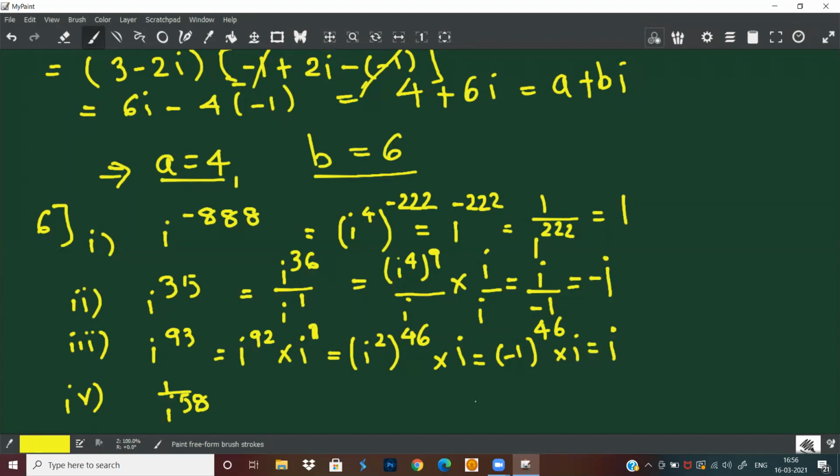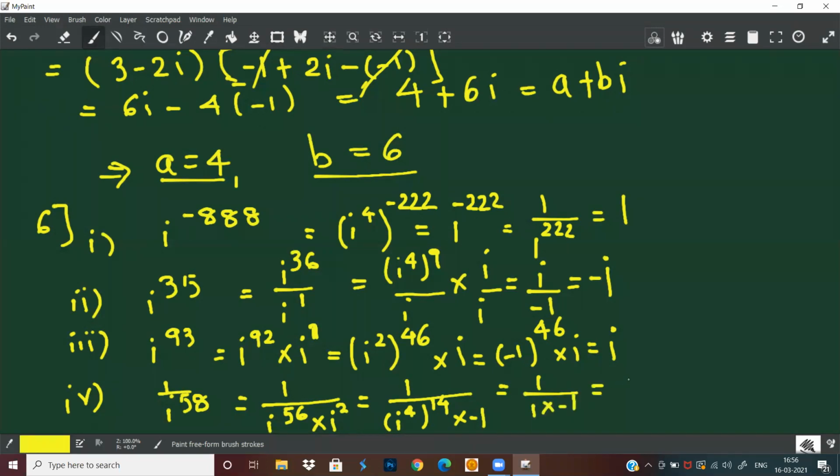All of you getting it? i square is negative 1. i fourth is 1. So 1 raised to any power is going to be 1. Minus 1. You got it?